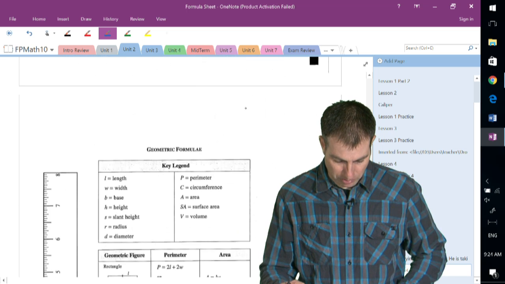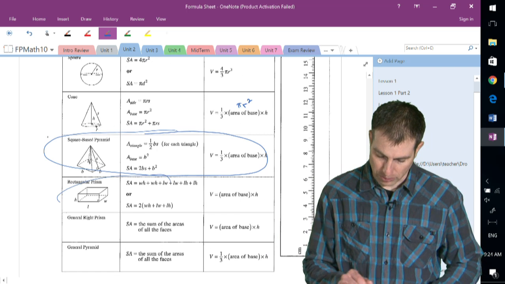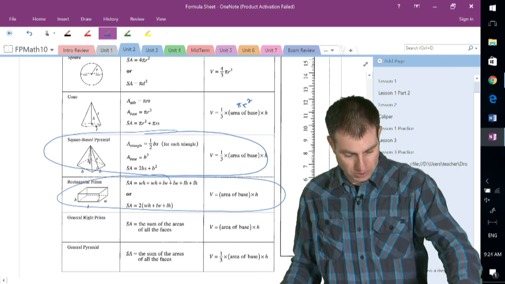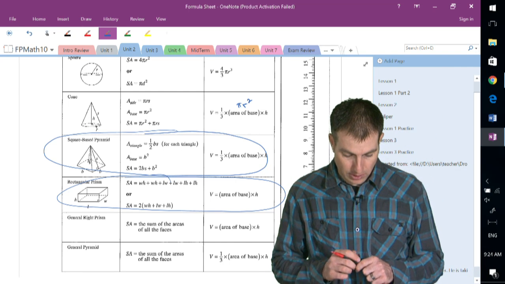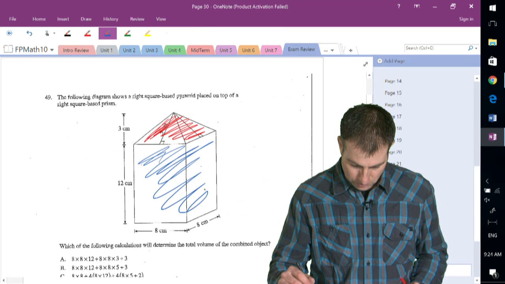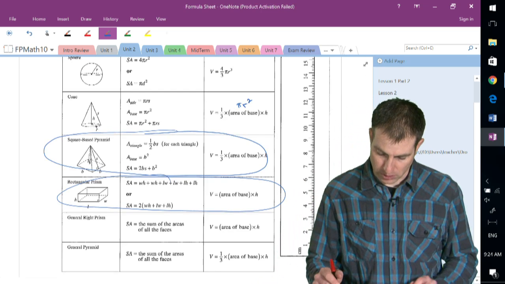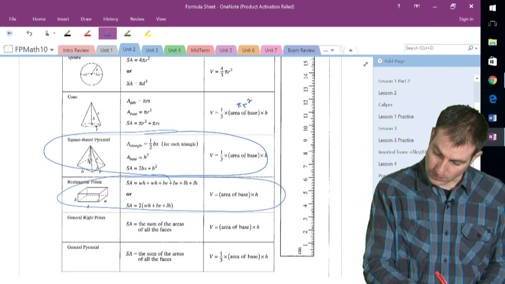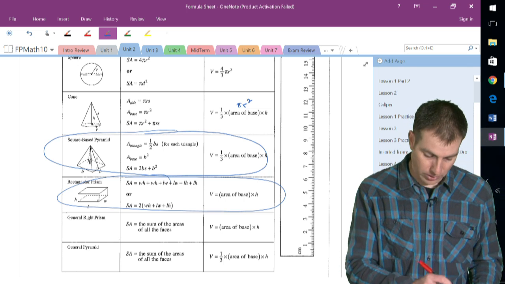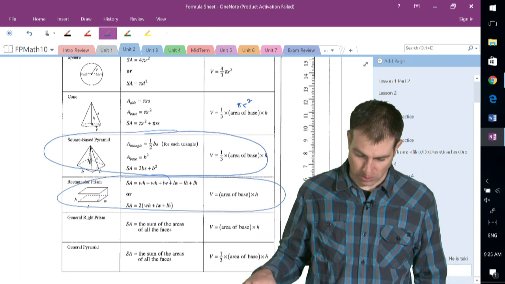All right, so we have a square-based pyramid, and then we have a rectangular prism. So we have each of these things to deal with. I'll probably just write this down. So to find, we're asking for volume. The total volume. So we're going to use the volume formula, which is 1/3 area of the base times height. And then the rectangular prism is going to be the area of the base times the height. I just jotted it down so I wouldn't have to flip back and forth.